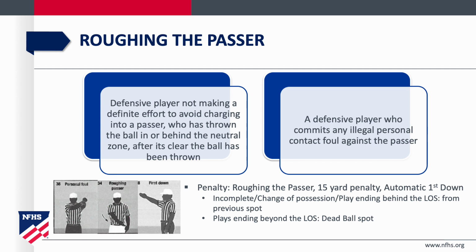Roughing the passer is a 15-yard personal foul penalty and also carries an automatic first down. It also has special enforcement regulations. The penalty can be enforced from the dead ball spot if the play ends beyond the neutral zone with no change of possession. Otherwise, if the play ends behind the neutral zone with an incomplete pass or with Team B in possession, the enforcement spot is the previous spot.